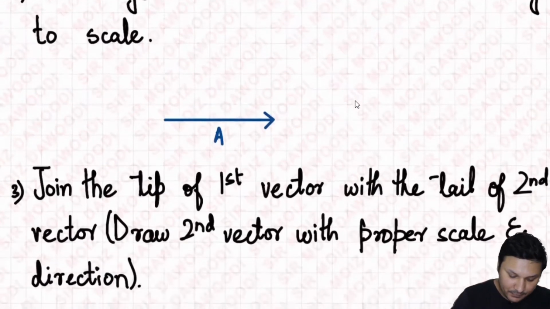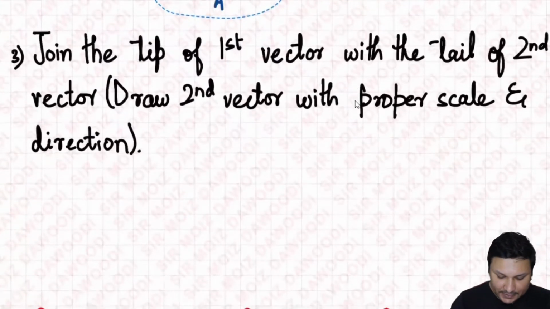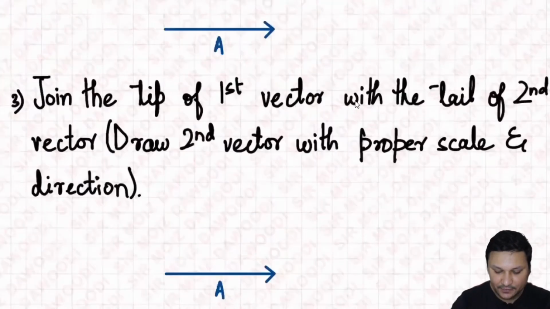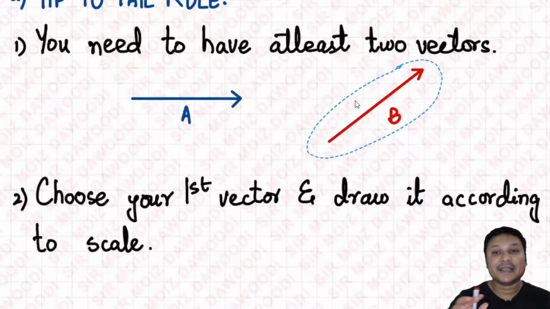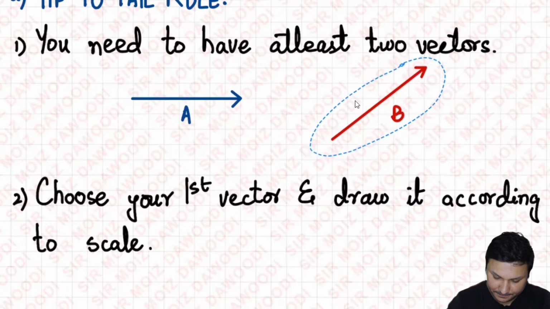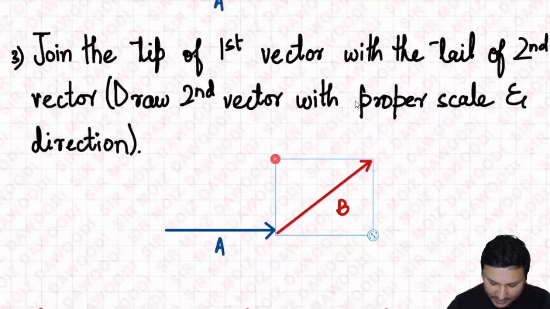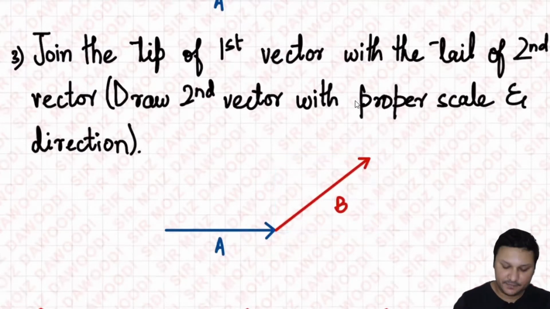So the second step or third step is, what do I have to do? I just have to join the tip of vector A with the tail of vector B or the second vector. But one thing should be kept in mind, during this process, I cannot change the direction or the magnitude of either vector A or either vector B. So I'll just copy it and paste it in such a way that the tip of vector A should join the tail of vector B.